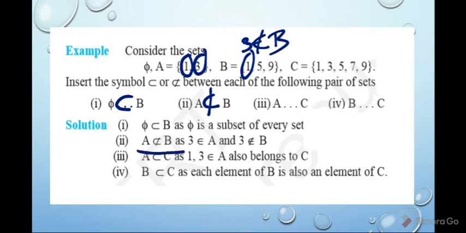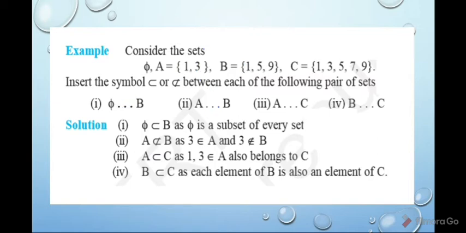Okay, now the third one, A and C. Look at here, 1 belongs to A, 1 belongs to C, 3 belongs to A, 3 belongs to C, and C contains more elements. That is, C is the superset. C contains all the elements of A. That's why A is a subset of C.